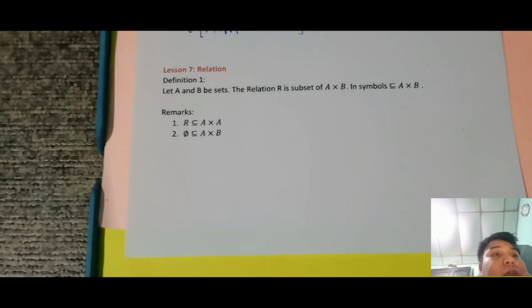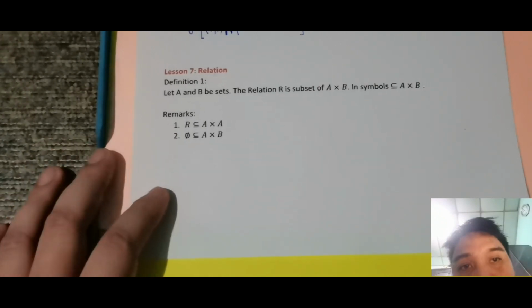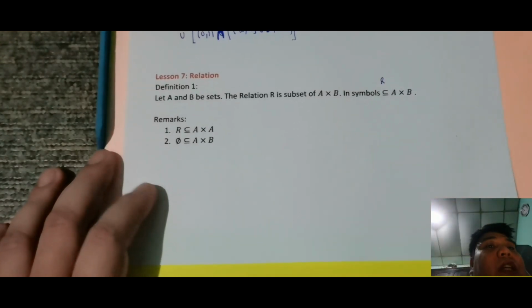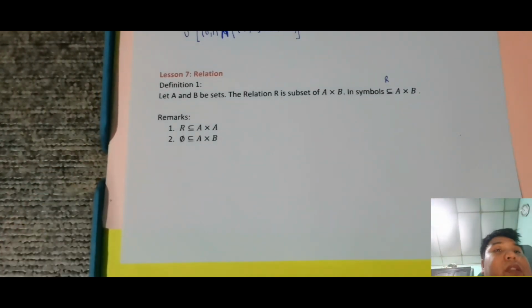Okay, so definition number 1. Let A and B be sets. The relation R is a subset of A cross B. In symbol, R is a subset ng A cross B. So let's have a remark. Pag nag-cross product ka ng A cross B, ang sagot doon ay mga coordinates. Pag kumuha ka ng subset doon, automatic relation yun, basta sa loob ng subset na yun.